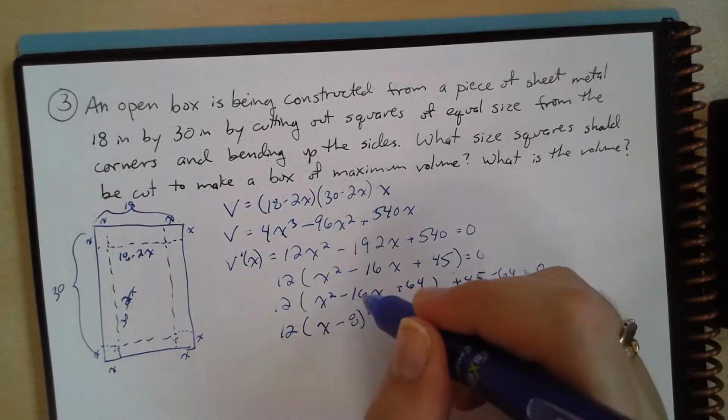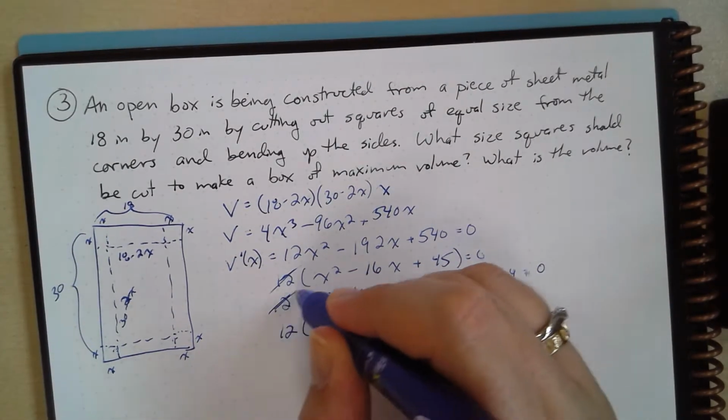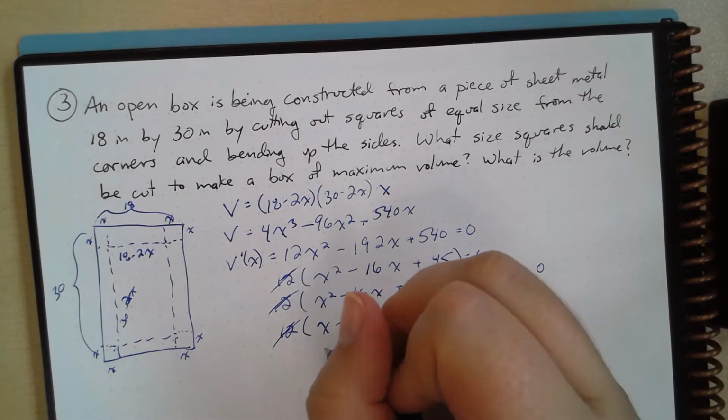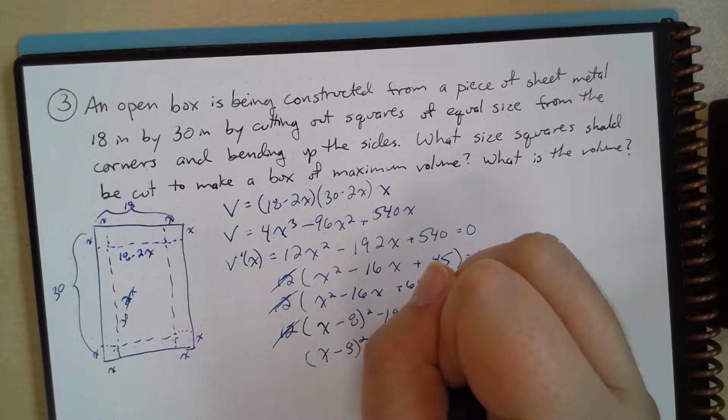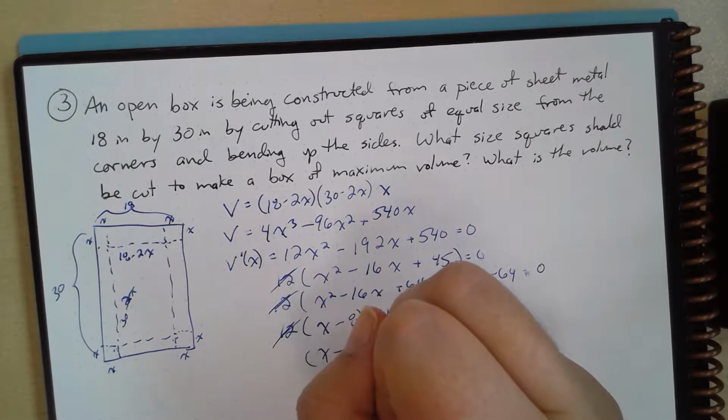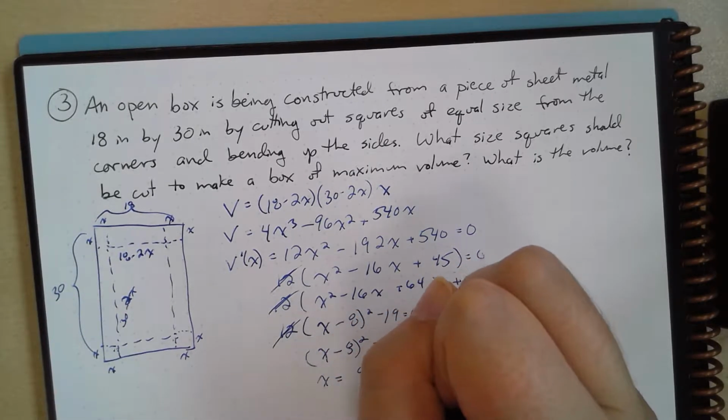I think I could have divided by 12 up here and just kind of gotten rid of it. And that should make things better. So x minus 8 squared equals 19. So x equals 8 plus or minus radical 19.